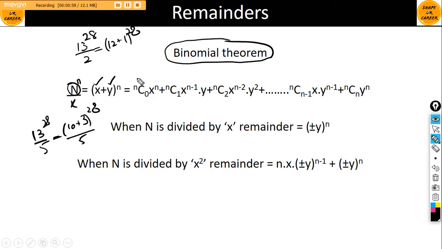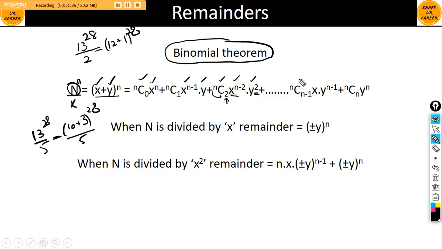In these kinds of cases, if we expand (x plus y) raised to power n binomially, it is equivalent to nC0 x^n plus nC(n-1) x^(n-1) y plus nC(n-2) x^(n-2) y^2 plus so on, up till nC(n-1) x y^(n-1) plus nCn y^n. The power of x is defined by the difference of these two values, and the power of y is equivalent to the number in the base.